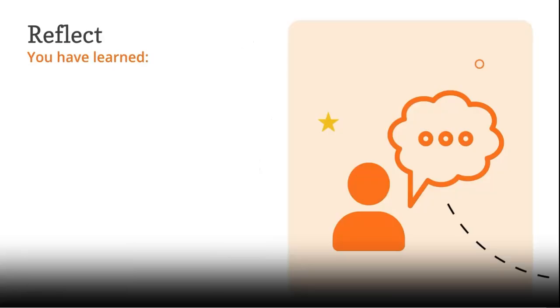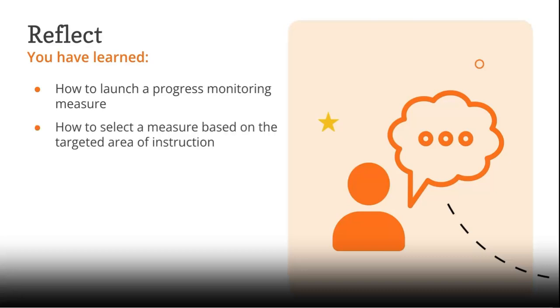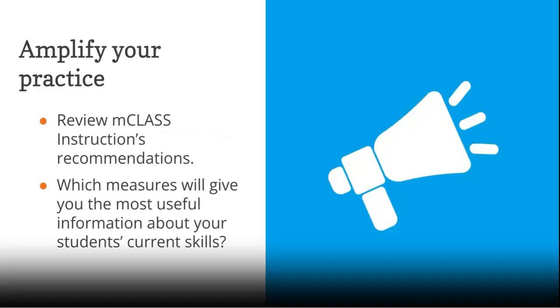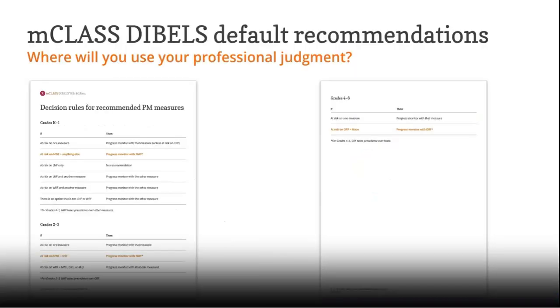At this point, you've learned how to launch a PM measure, how to select a measure based on the targeted areas of instruction, and you've also learned when off-grade level progress monitoring may yield useful instructional information. I invite you to review your mClass instruction student and group recommendations to see which measures would give you the most useful information about your students' current skills and the effectiveness of instruction.